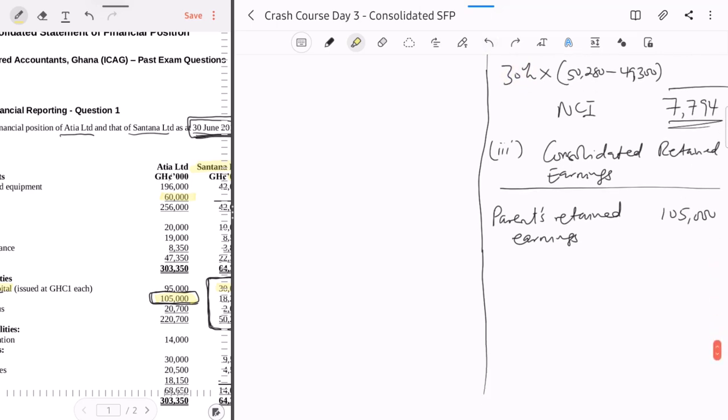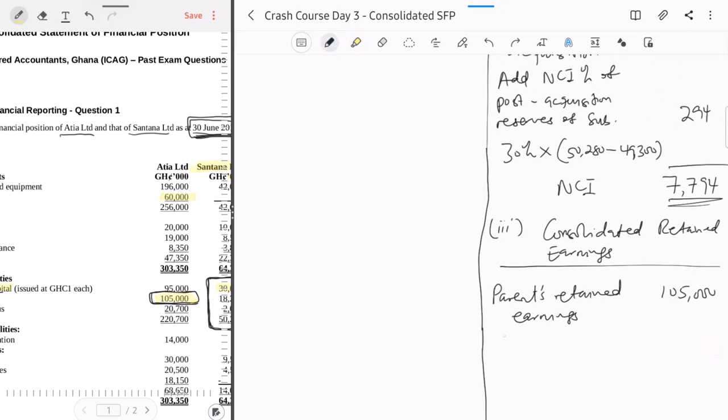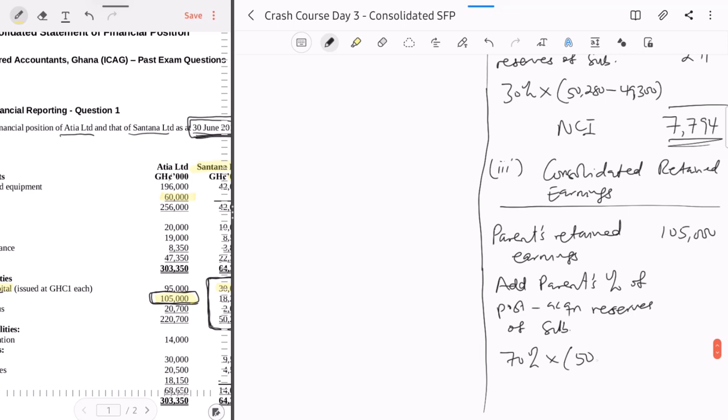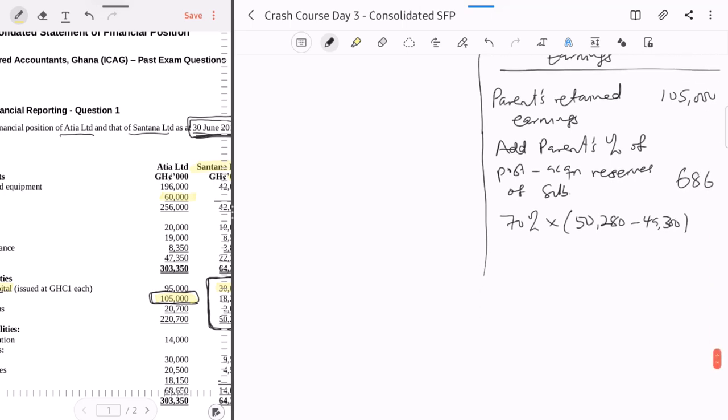That's all. So here, I'll say what? Instead of adding NCI percentage, I'll add parent's percentage of post-acquisition reserves of the sub or the subsidiary, right? So it's going to be 70% of the difference between what? 5280 minus 49300. Give me a second, let me get my calculator again. 5280 minus 49300 times 70%, 0.7. This will give me 686.